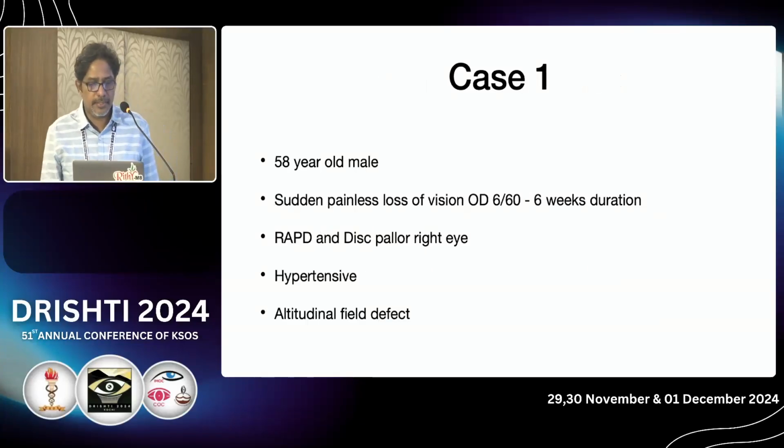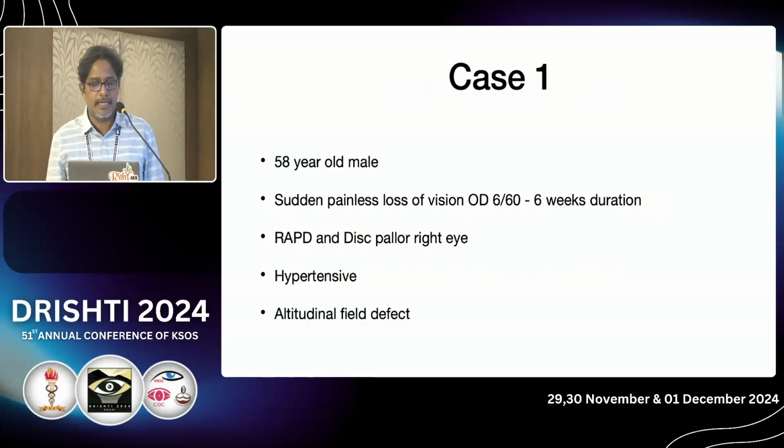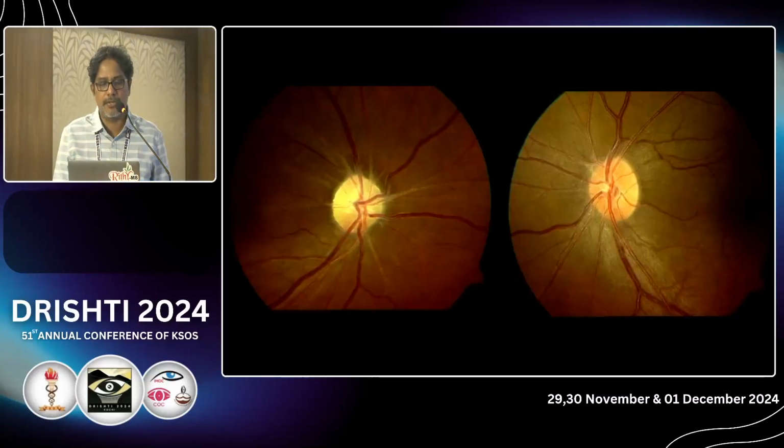So this is just a few case examples. This patient actually came a little bit late, after around 6 weeks of vision loss. And we noticed that he had disc pallor and RAPD in the right eye, and he was a known hypertensive and not on continuous compliant treatment. He was a little bit irregular in his treatment, and he was complaining of an altitudinal field defect.